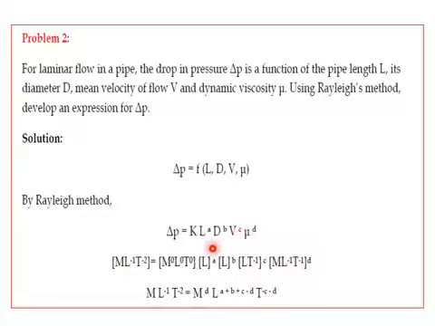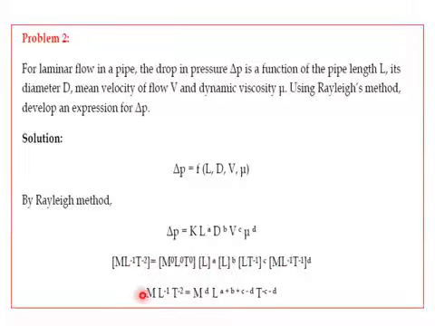Now putting the dimensions: for pressure it is force by area, and force is M L T to the power of minus 2, divided by L square, which gives M L to the power of minus 1 T to the power of minus 2. This is M to the power of 0, L to the power of 0, T to the power of 0 on the right side. Here L is written as L, and D again is expressed in terms of L. Similarly velocity is in meters per second, L T to the power of minus 1. And mu is M L to the power of minus 1 T to the power of minus 1, raised to the powers a, b, c and d.